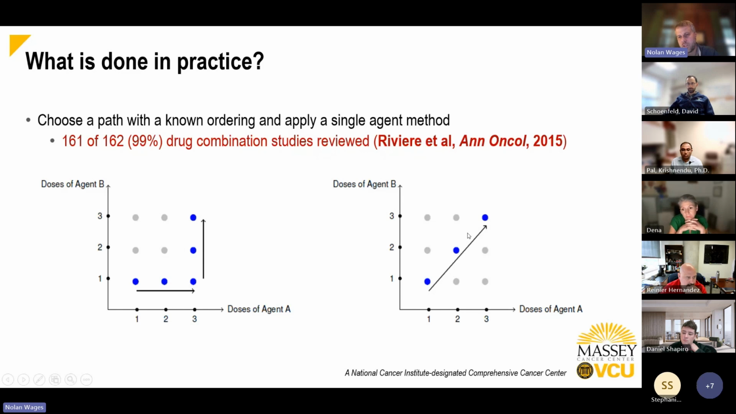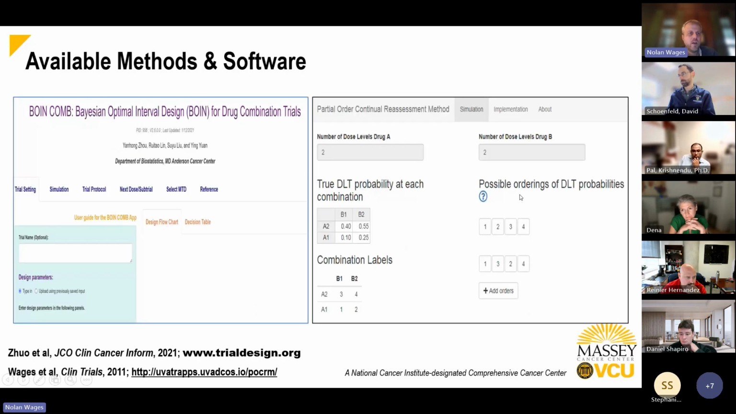Same with the right side. If we just look at escalating both agents at one time, we go up this middle diagonal, we're leaving out all of these gray dots and possibly leaving out a promising combination there. So BOIN and CRM have been extended to this setting as well, in which we have a BOIN combo method and a web app for that, and a partial order CRM or CRM for drug combinations that also has an app available at this website.